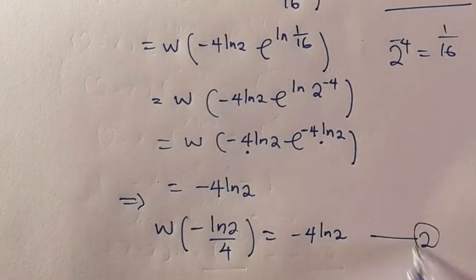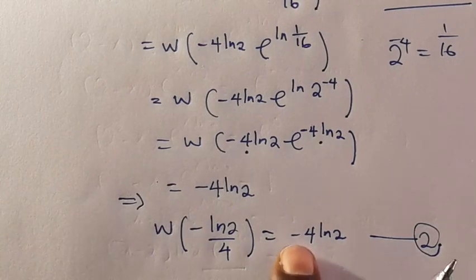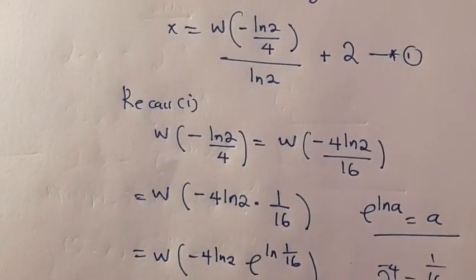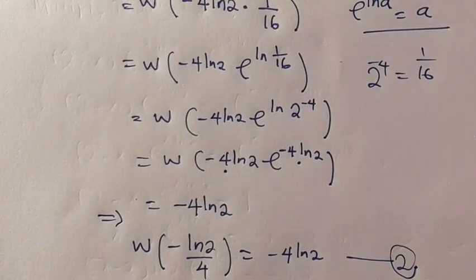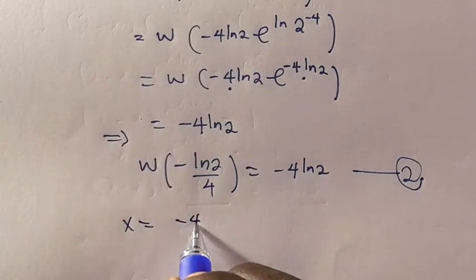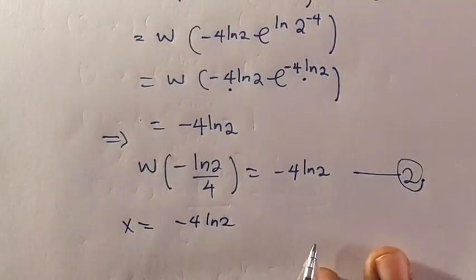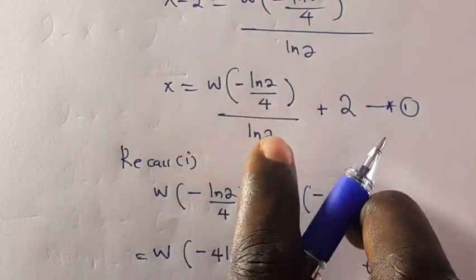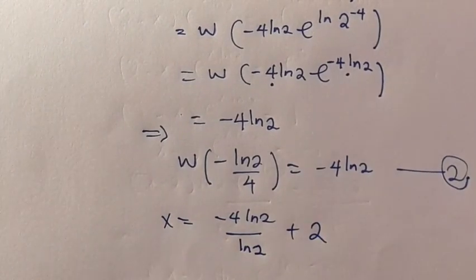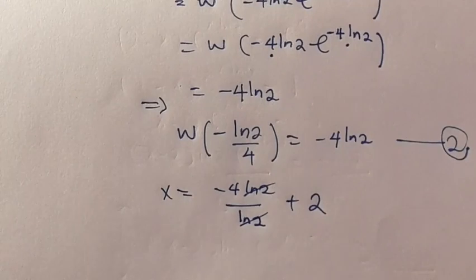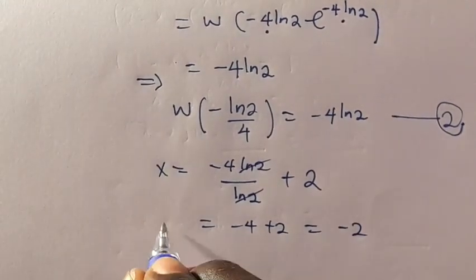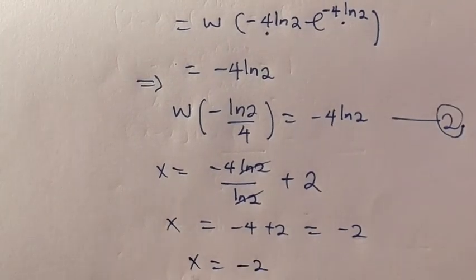Now, we have this to be equation 2. Let us go and substitute the value of this into equation 1. So we're going to have x equals, the whole of everything here is what? Minus 4 ln2, then we have this divided by ln2, then plus 2. Obviously, this will cancel this. Then we have minus 4 plus 2, which equals minus 2. So therefore, guys, the value of x equals minus 2.